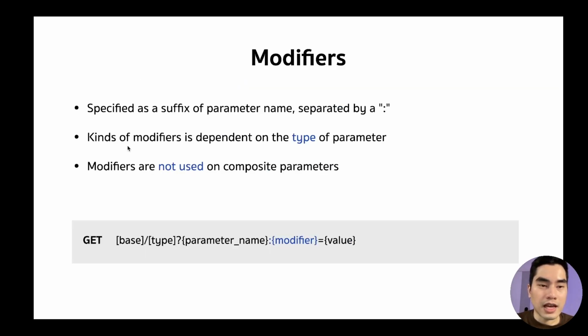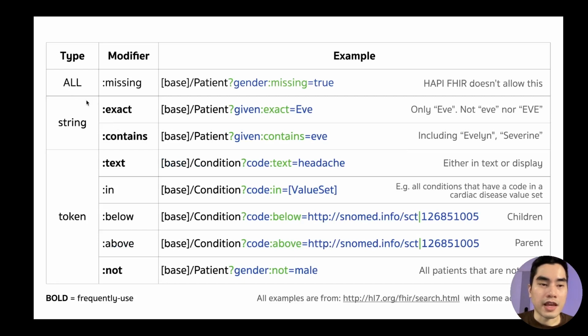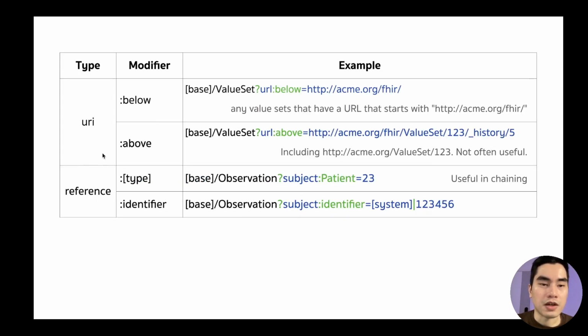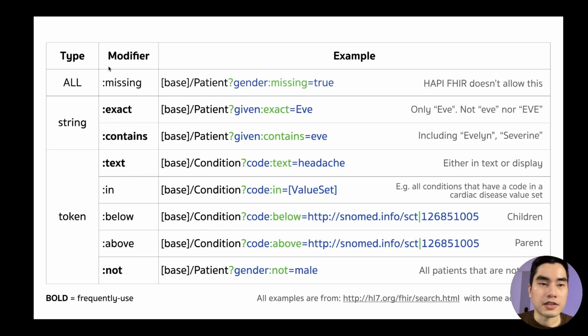From this bullet, the kind of modifier depends on the type of parameter. So this is the type, and each type of parameter has a different kind of modifier. But I would say most of the parameter types that have modifiers are string or things related to string, like this one, this one, this one. And the only exception is that all types can have a missing modifier.